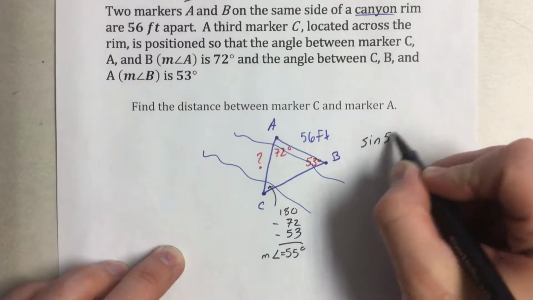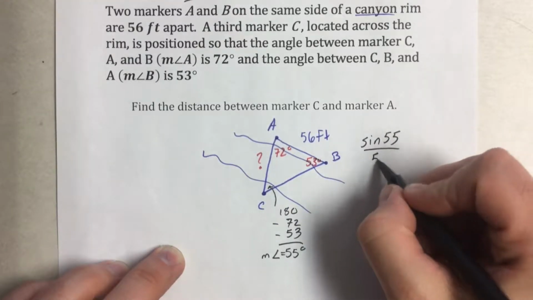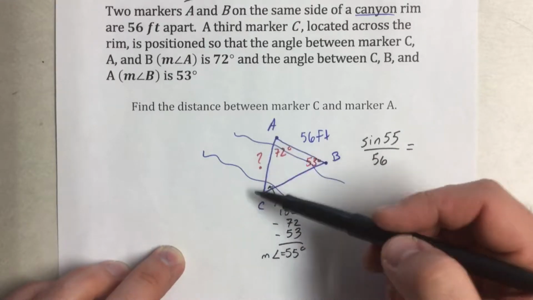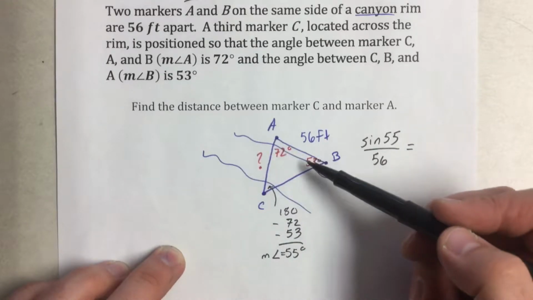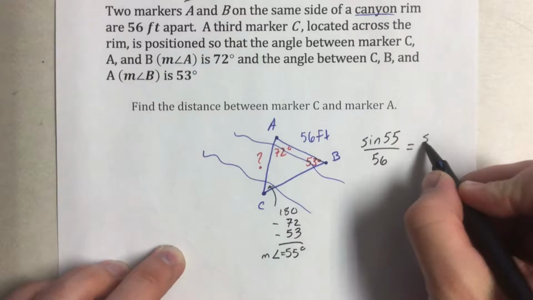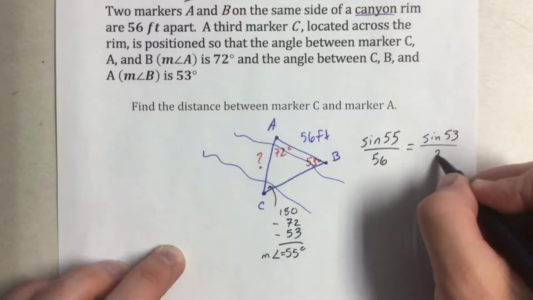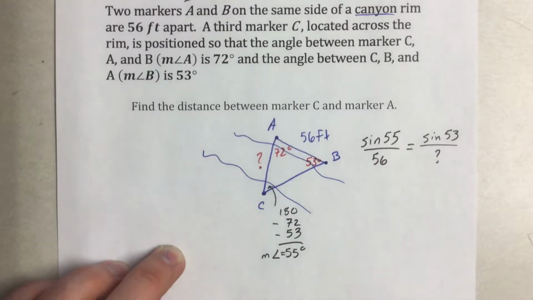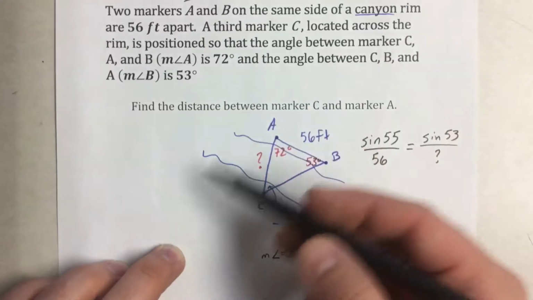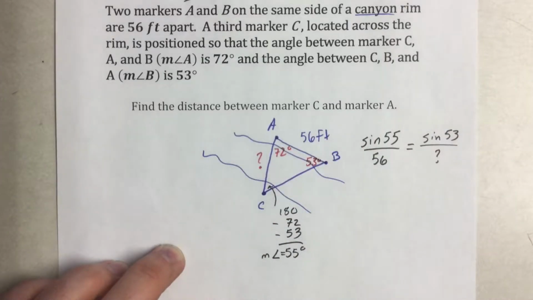So sine of 55 to 56, and if we desire to know this length, we need its opposite angle, which would be 53, to, we'll just put a question mark. All right, so from there you can cross multiply and get your solution. All right. So not that bad. Everything was pretty straightforward. Drawing the canyon helped us get a better idea of where stuff should be placed.